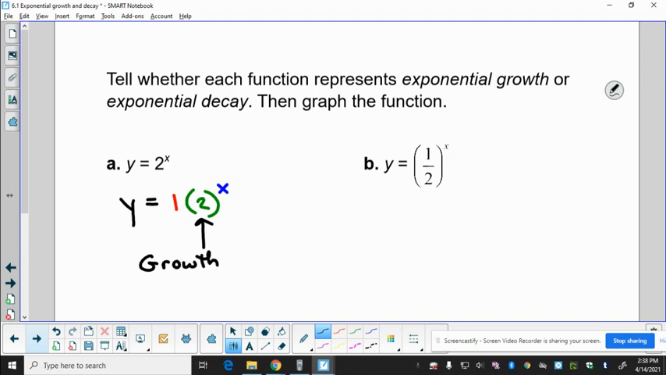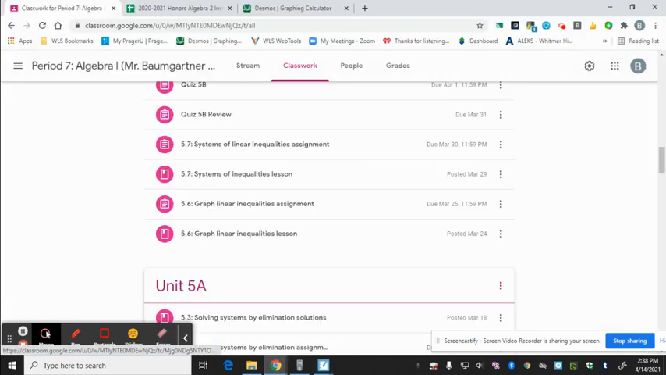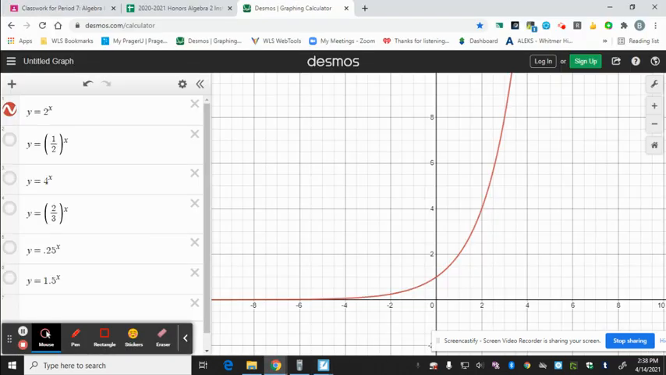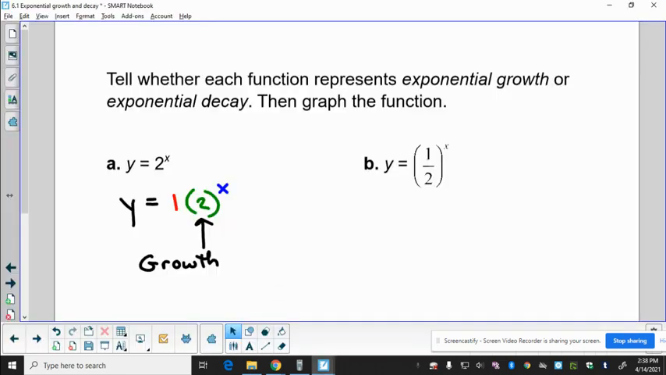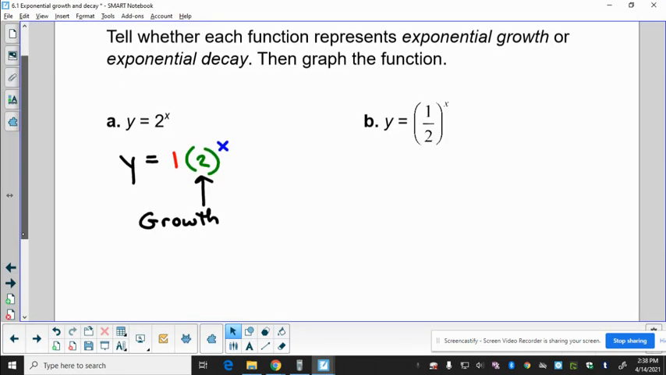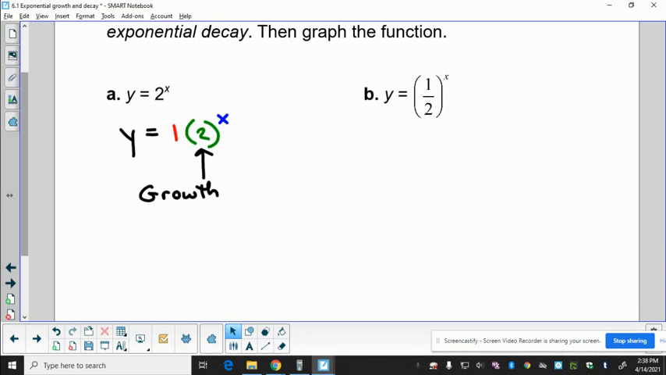Now I've taken the time to graph these on Desmos, so let's look. Okay, here's our first graph, and you can see how it grows. Definitely exponential growth. Let's go on to part B. What do you think about that?